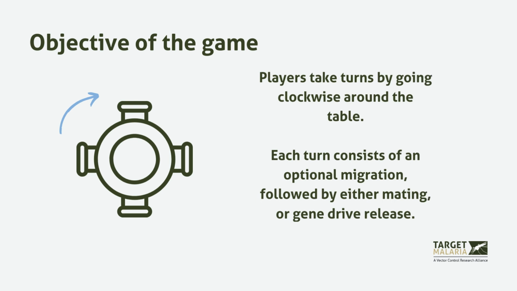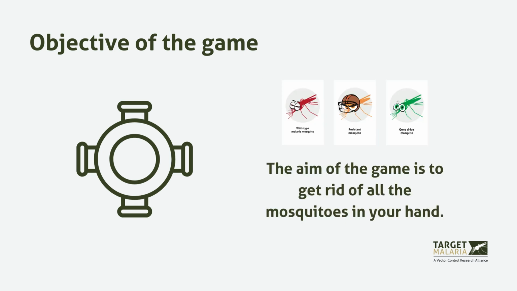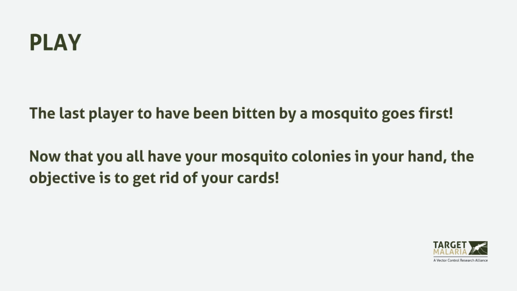Players take turns by going clockwise around the table. Each turn consists of an optional migration, followed by either mating or gene drive release. The aim of the game is to get rid of all mosquitoes in your hand. The last player to have been bitten by a mosquito goes first. Now that you all have your mosquito colonies in your hand, the objective is to get rid of your cards.